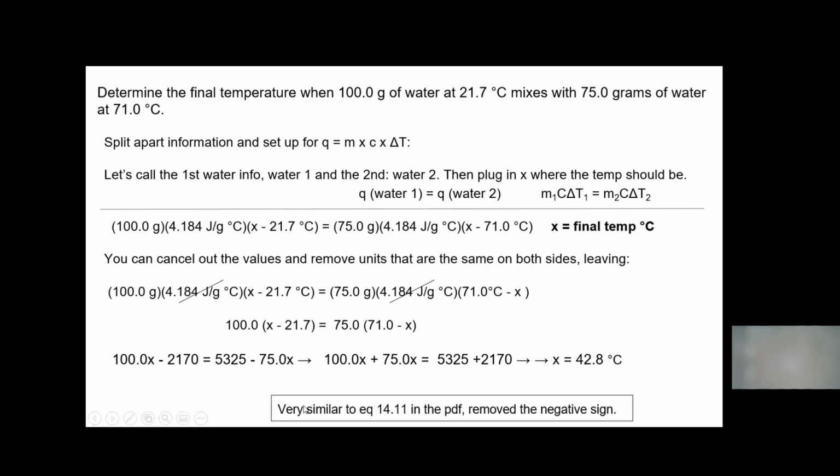This is very similar to 1411, the PDF, where I also removed the negative sign. By changing one of these temperature differences, I removed the negative sign. That's algebra, so you should have some idea of what I'm talking about. Anyway, it got me to my final answer. You're going to have a question like this somewhere in the report or the quiz, so this is very similar and should help you understand how to do that.